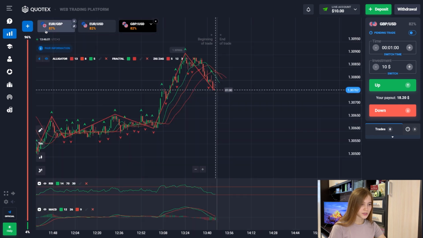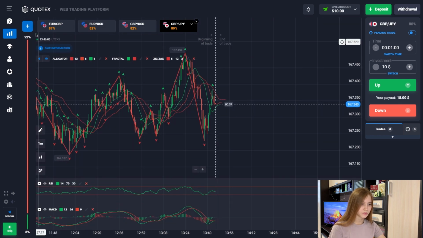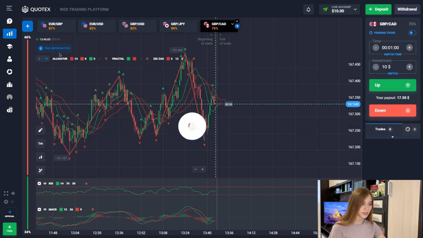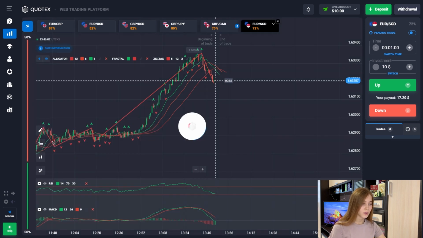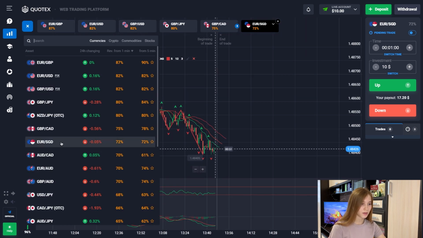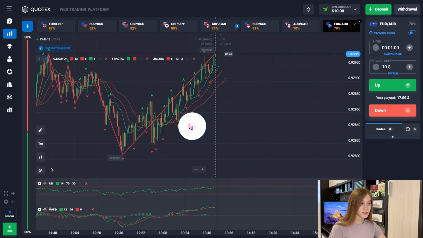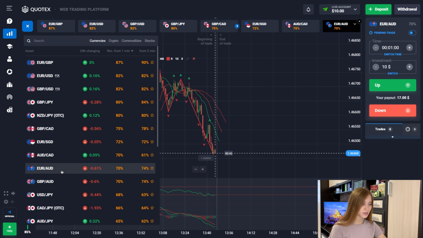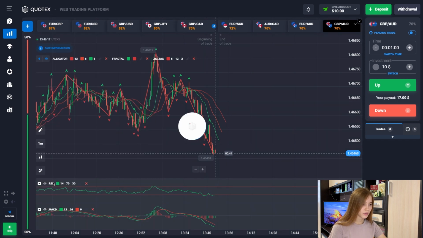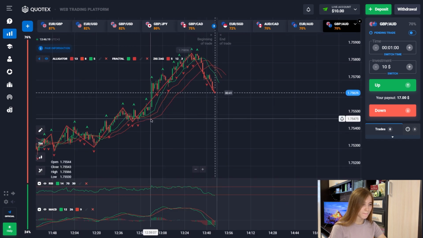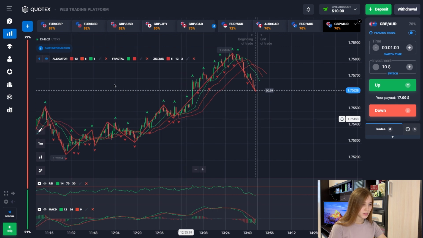And we need to open a lot of them. Even if the payout percentage there is small, we will still open the currency pair because we need to analyze the market with you. So let's start.